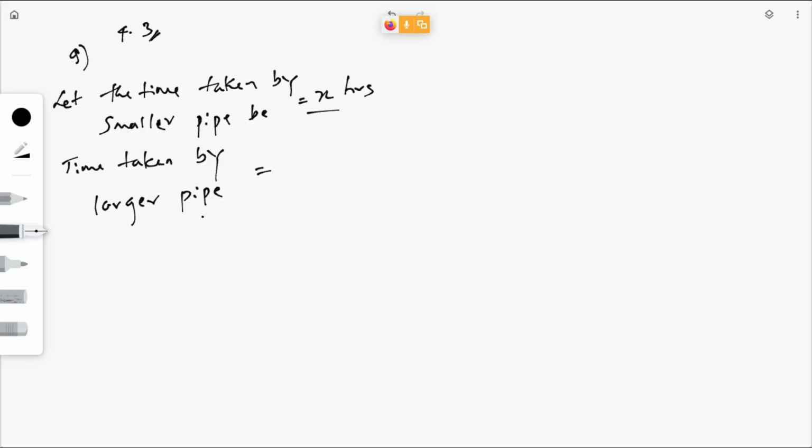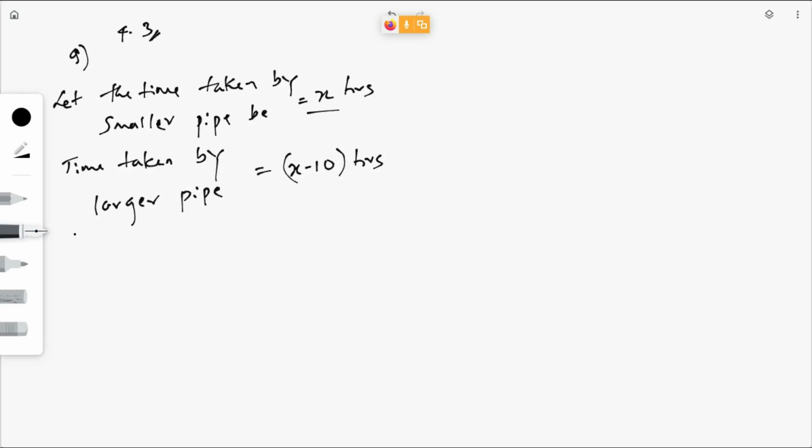If the diameter of the pipe is more, then more water will come, so it will fill in less time. That is 10 hours less than the smaller pipe, so here it is x minus 10. Time taken by the larger pipe is x minus 10. Any doubts or questions? No, sir.